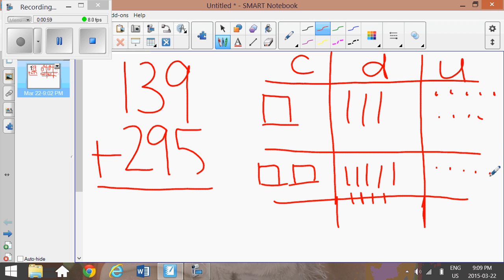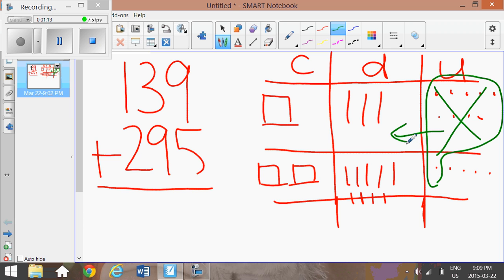So the first thing you would do is you would start with the units. You would check to see if there is a way of regrouping, which means you're making a group of 10. So I'm going to look to see if I can make a group of 10. I can. I'm going to take that and I'm going to regroup, or I'm going to trade for a 10. I look at what's left over, and that becomes the value for my units.